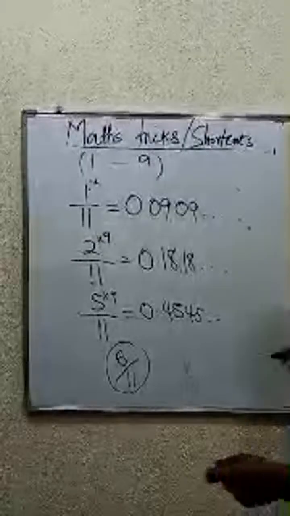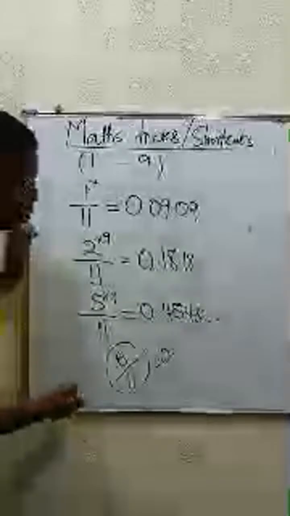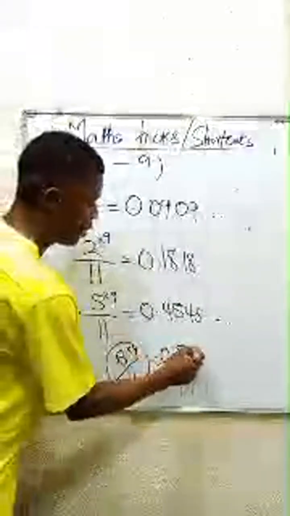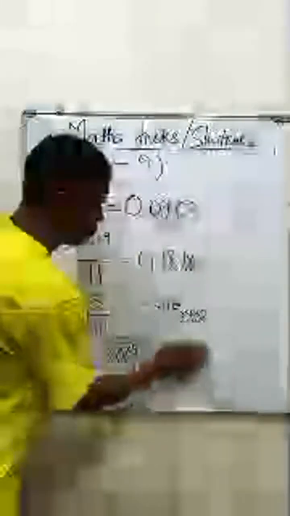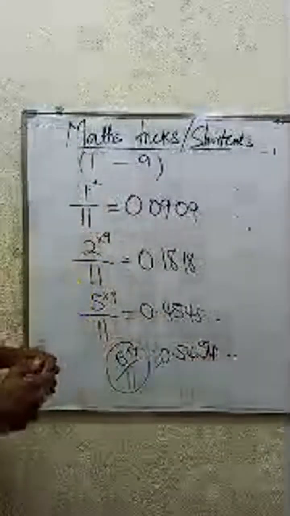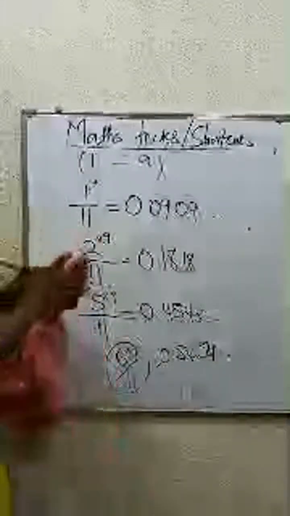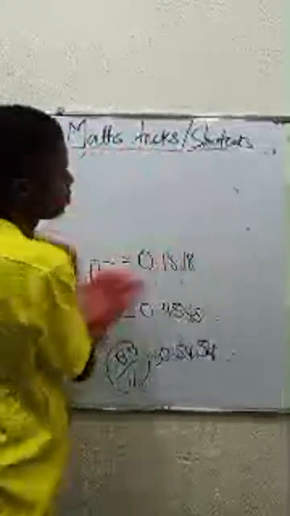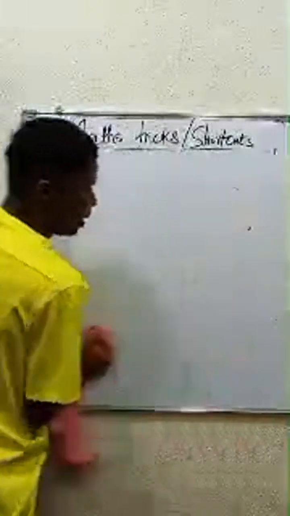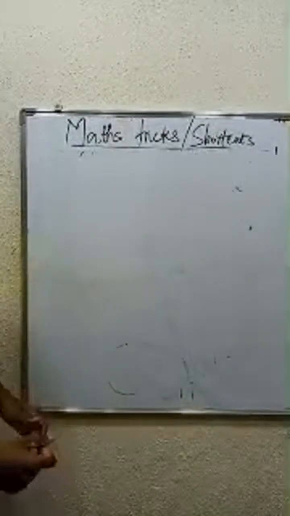All you have to do is just to put your 0 point. Okay? Multiply 6 by 9. 6 times 9 is 54. You have it as 545454 recurring. And that's how to get the answer. It's very, very easy. How to use this trick to divide any number by 11.